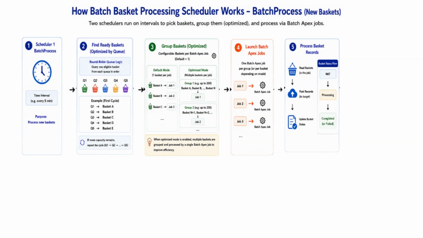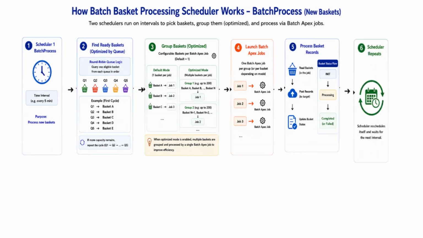Step 5. Process basket records. Each batch apex job processes its assigned baskets by first reading all basket records and then sending those records to the configured target system, such as Salesforce, SAP, or another integrated application. During processing, each basket moves through its life cycle, starting with the init status, changing to processing while the records are being handled, and finally updating to completed if everything succeeds or failed if an error occurs. This status flow allows administrators to monitor the progress and outcome of every basket.